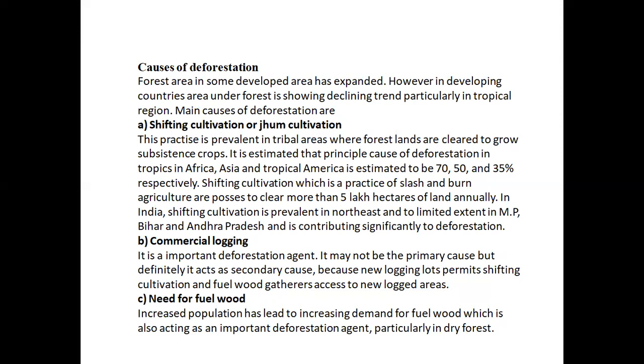First, that is shifting cultivation or jhum cultivation. This practice is prevalent in tribal areas where forest lands are cleared to grow subsistence crops. It is estimated that the principal cause of deforestation in the tropics in Africa, Asia, and tropical America is estimated to be 70, 50, and 35% respectively.